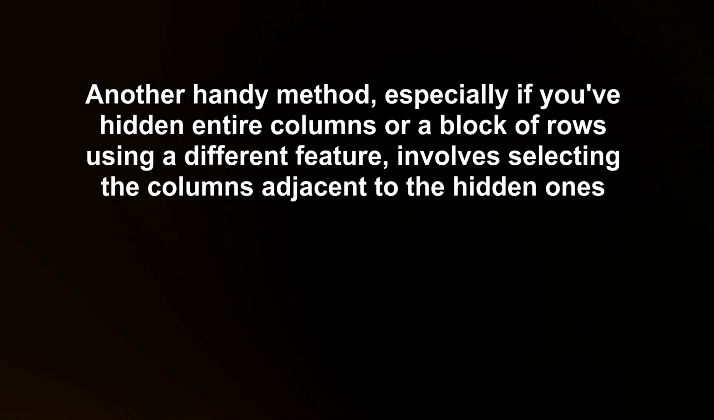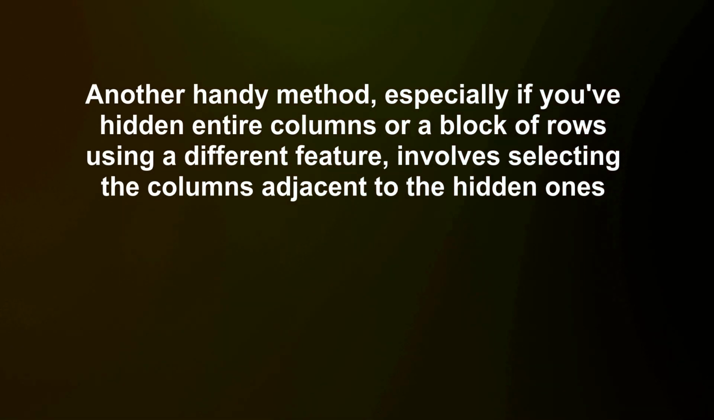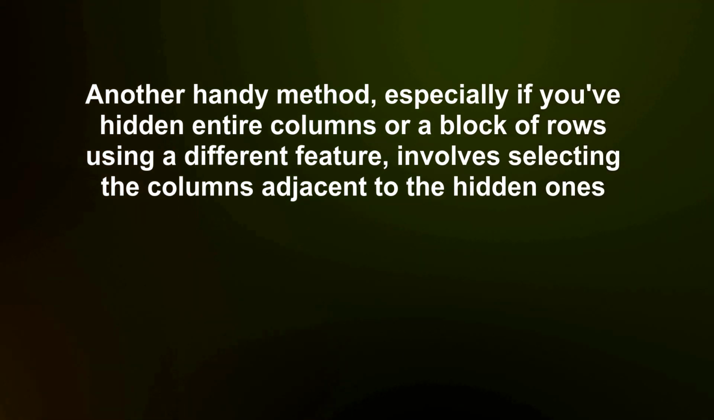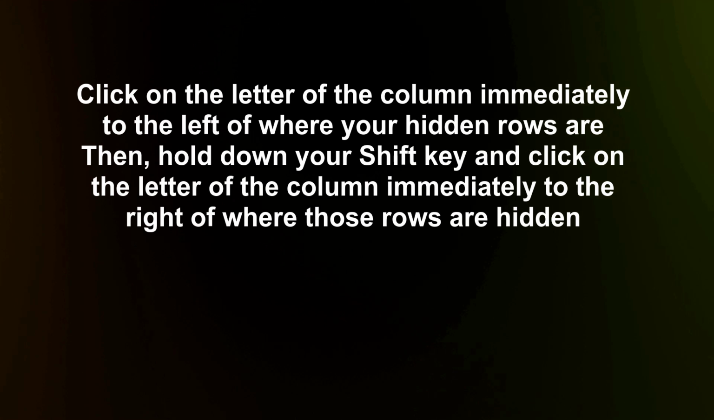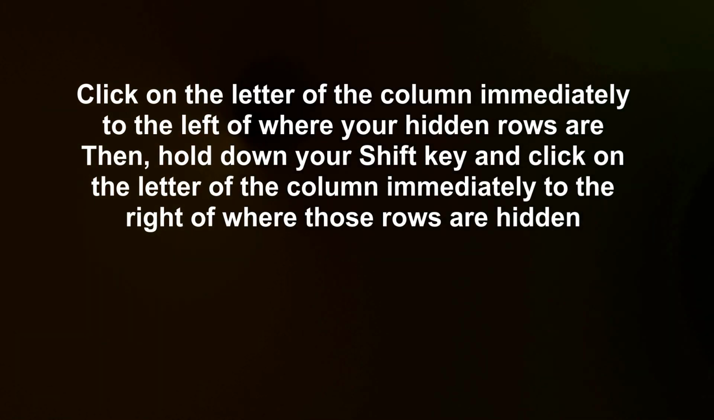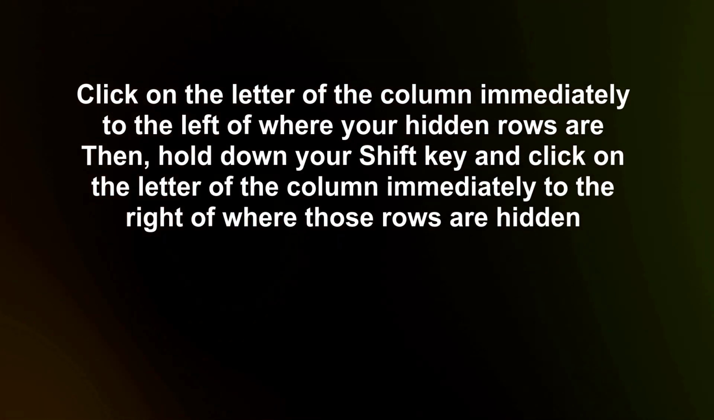Another handy method, especially if you've hidden entire columns or a block of rows using a different feature, involves selecting the columns adjacent to the hidden ones. Click on the letter of the column immediately to the left of where your hidden rows are, then hold down your Shift key and click on the letter of the column immediately to the right of where those rows are hidden.